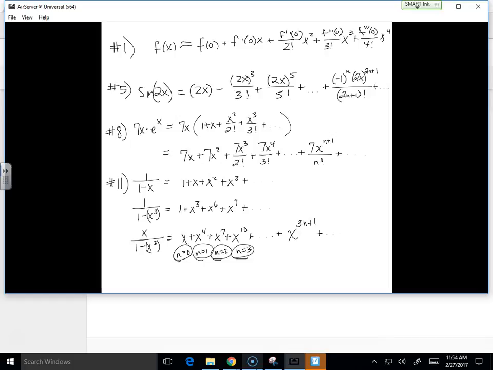Negative 1 to 1. So you would set x cubed less than 1 and greater than negative 1, and you do end up with x's within negative 1 to 1 yet again.